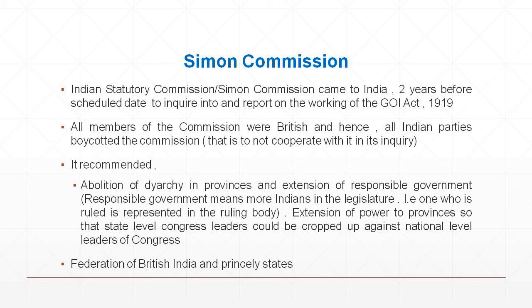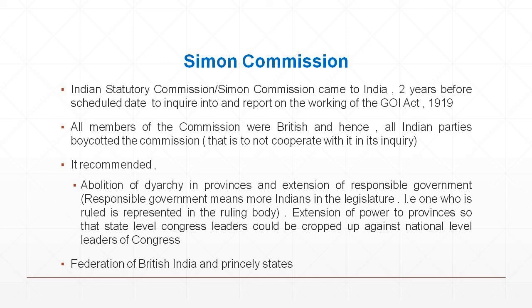Simon Commission. In November 1927 itself, that is 2 years before the schedule, the British government announced the appointment of a 7-member statutory commission under the chairmanship of Sir John Simon to report on the condition of India under its new constitution. By new constitution, they are talking about the Government of India Act of 1919. All the members of the commission were British, and hence all the parties boycotted the commission. That is, all Indians, like the Congress, boycotted the commission. Congress was the major Indian body fighting for India's freedom and representative of Indian interests. And then there were the Muslim League and other smaller parties as well.